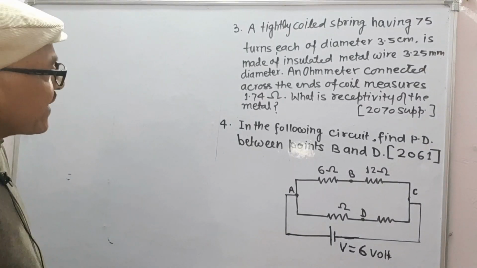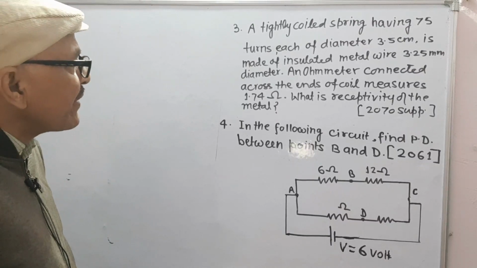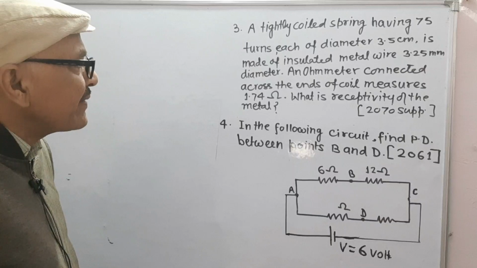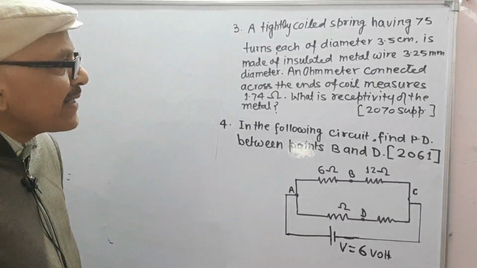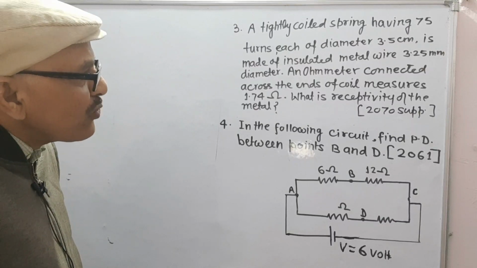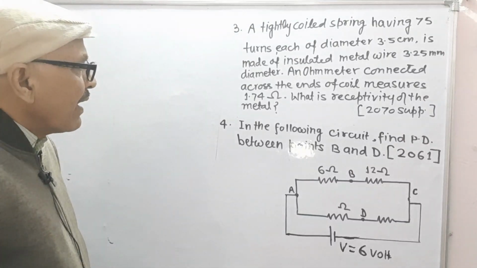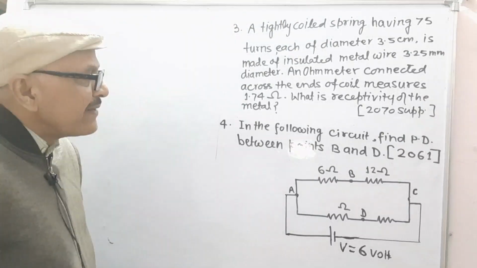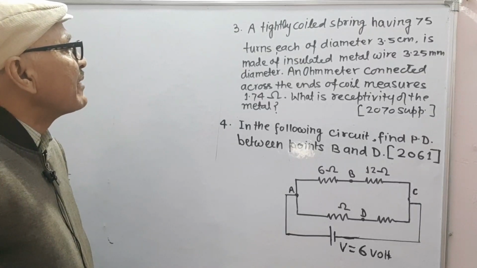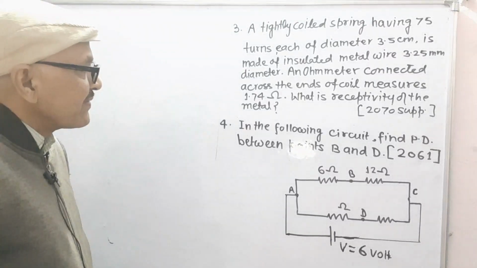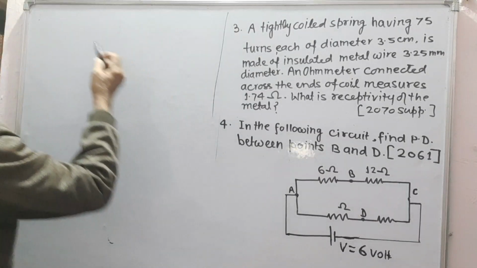Next question number 3. The question is, a tightly coiled spring having 75 turns, each having diameter 3.5 cm, is made of insulated metal wire 3.25 millimeter in diameter. An ohm meter connected across the ends of the coil measures 1.74 ohm resistance. What is the resistivity of the metal? Solution to question 3.